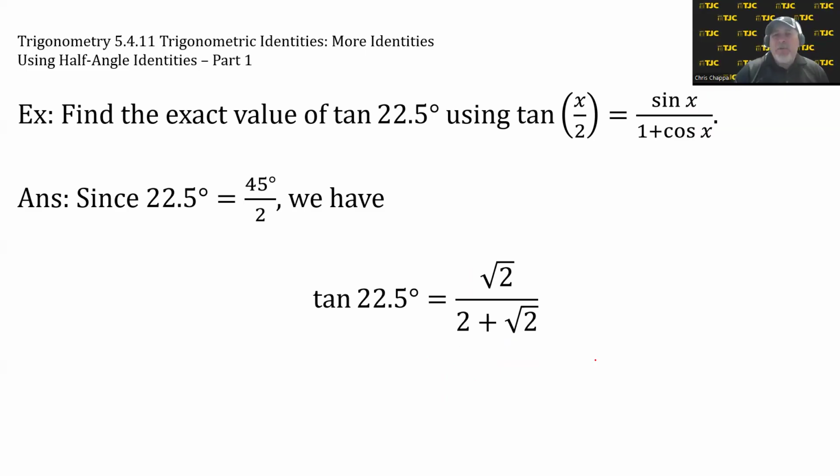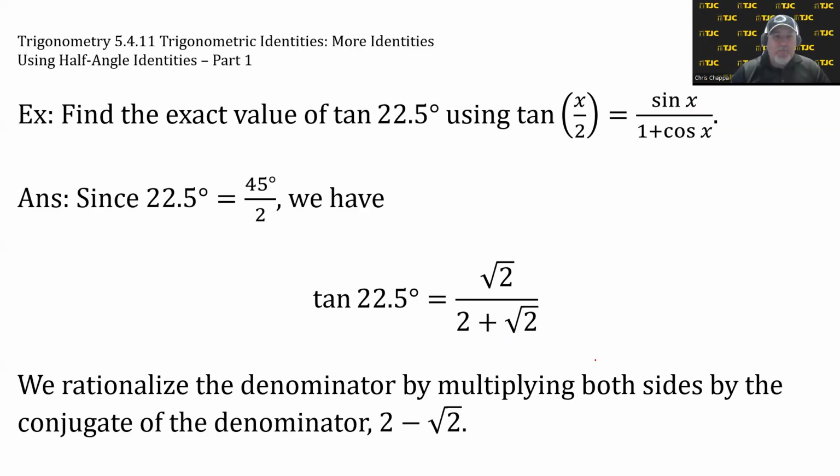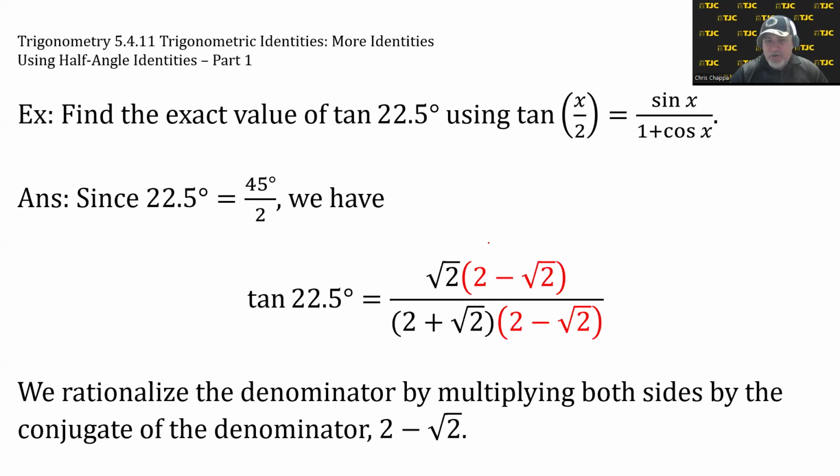Now, this is a denominator with an irrational number, and there is a way to rationalize it. We use conjugates. To rationalize the denominator, we do it by multiplying both sides by the conjugate of the denominator. So we're going to multiply both sides by 2 minus the square root of 2, which will invoke the distributive property on top and a difference of squares on the bottom. We'll get 2 squared minus the square root of 2 squared on the bottom. Well, 2 squared is 4, and the square root of 2 squared is 2, so the bottom just becomes 4 minus 2, better known as 2.